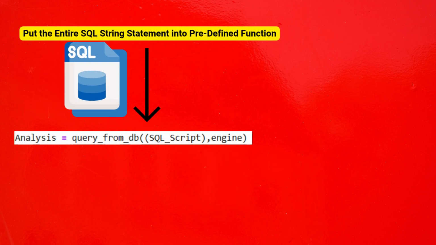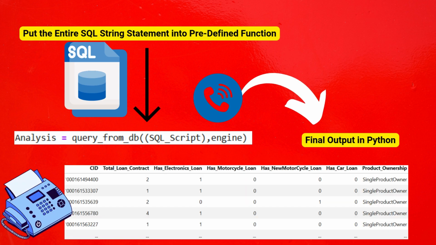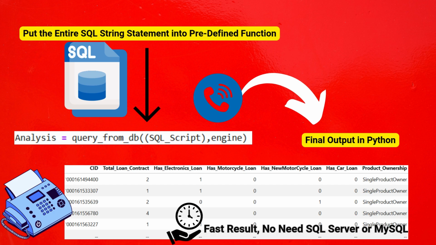Therefore, you just need to put the entire SQL query script inside this query_from_db function as previously written on top of the Jupyter Notebook. As you can see, the output has been transformed automatically into a Pandas data frame, and you don't have to worry about the work from Python to SQL and back to Python. All will be taken care of by the function.